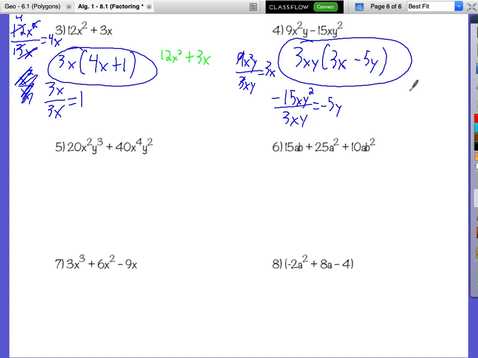Yep, you can do x squared, because this is x squared, this is x to the 4th. So you want to go with the lowest one. So yeah, x squared would work. So then there's no 2 there anymore. Correct. So then it's just x, y squared. But you took away the x, remember? So it's just y squared.